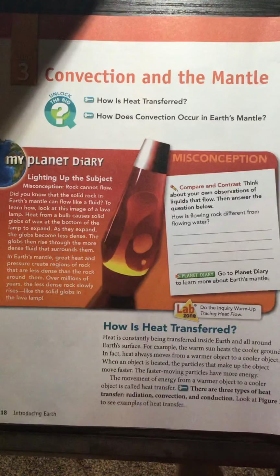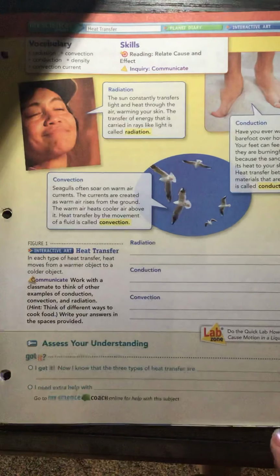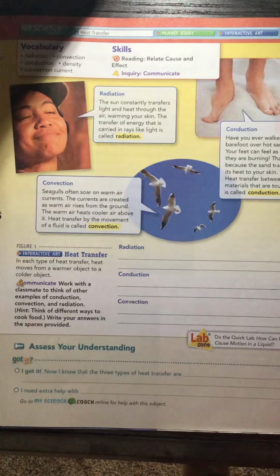Look at figure 1 to see examples of heat transfer. Please turn to page 19. So this guy's soaking up the sun with his radiation. The sun constantly transfers light and heat through the air, warming your skin. The transfer of energy that's carried in rays like light is radiation.